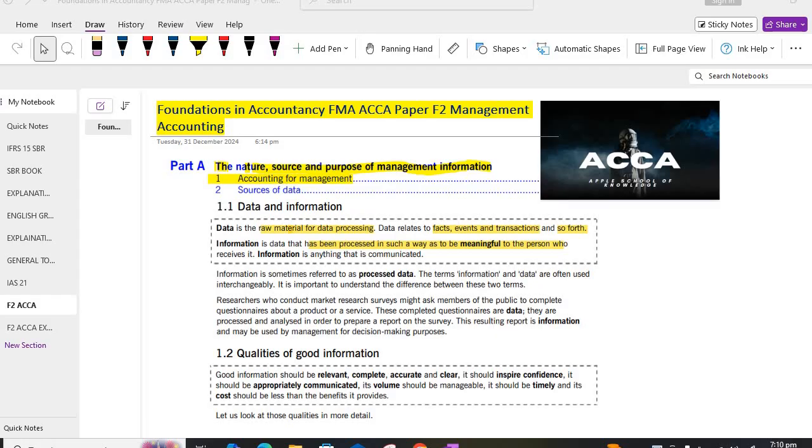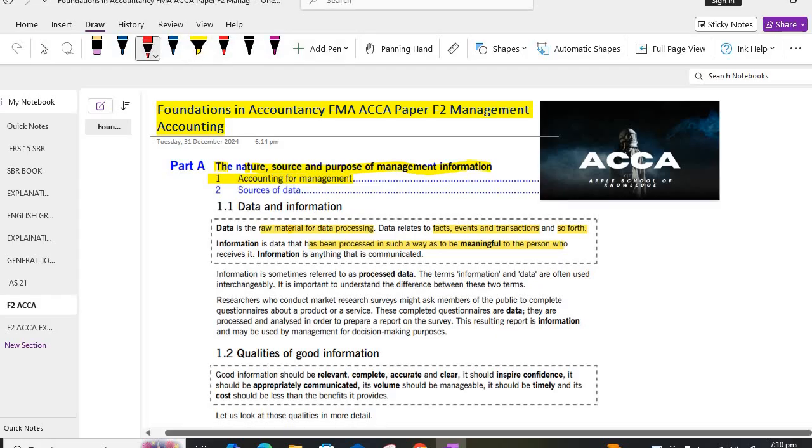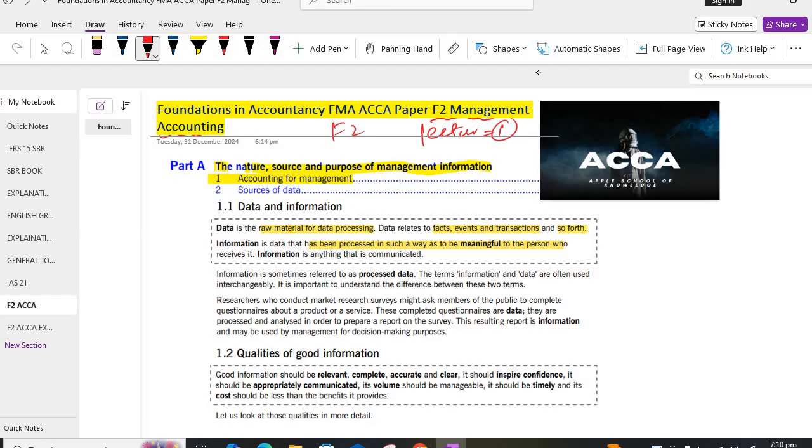Today is our first lecture regarding the FMA, your Management Accounting F2. Today is lecture number one, and this lecture we are going to study Part A, the nature, sources, and purpose of management information. Today's lecture, we will start Chapter 1, that is Accounting for Management.